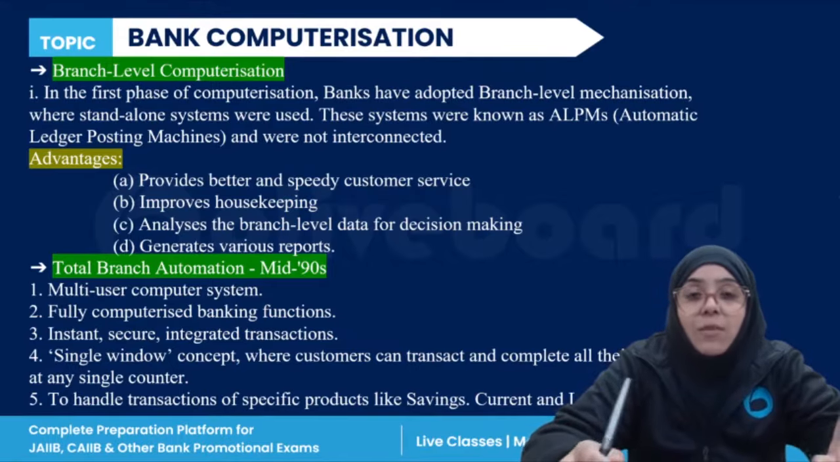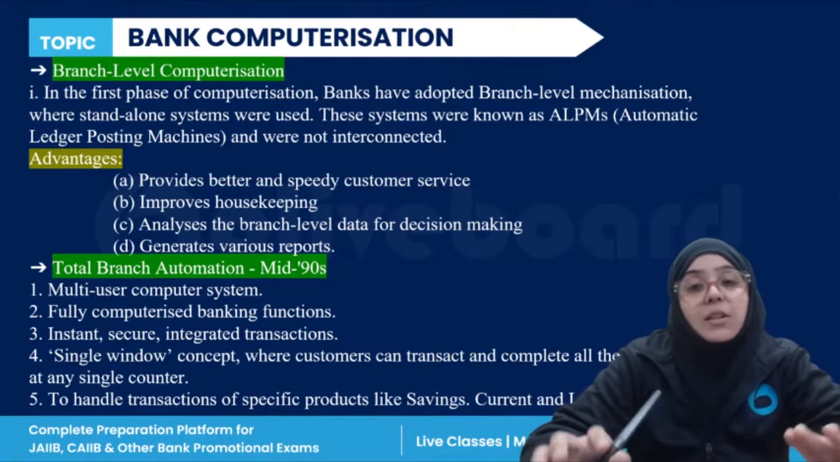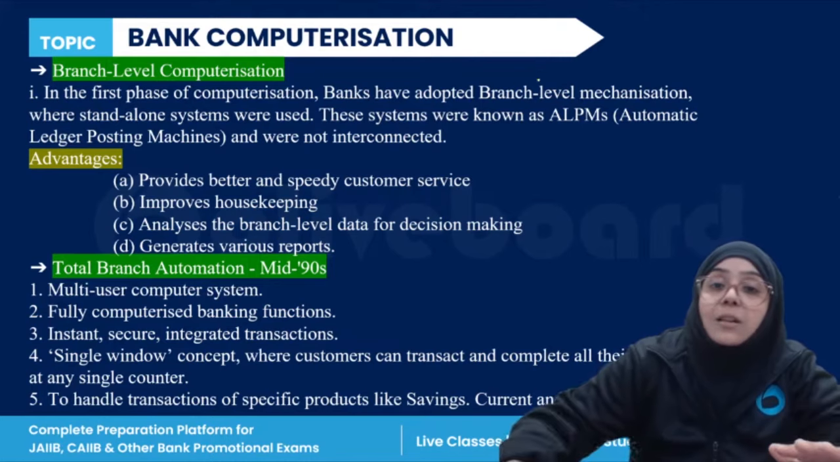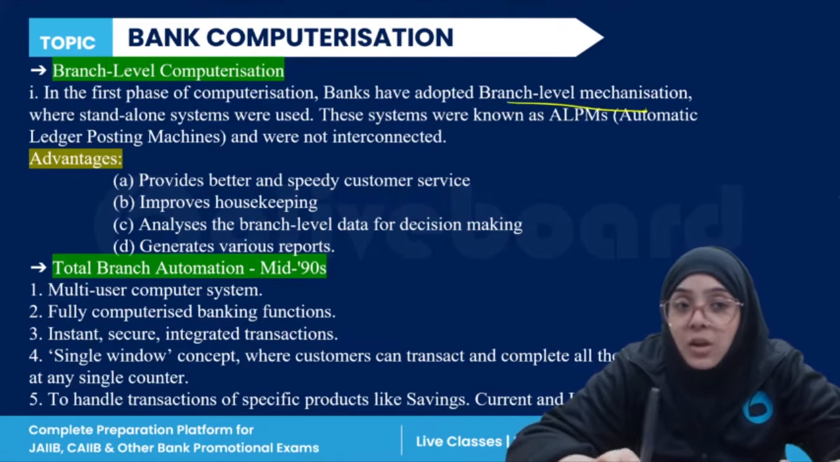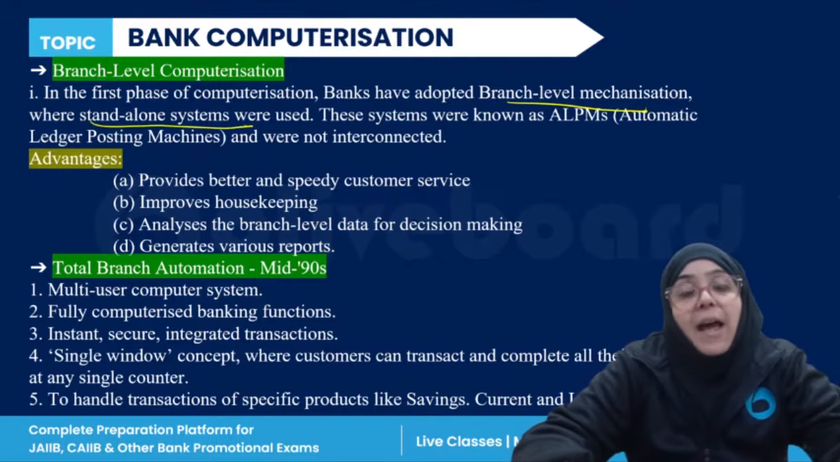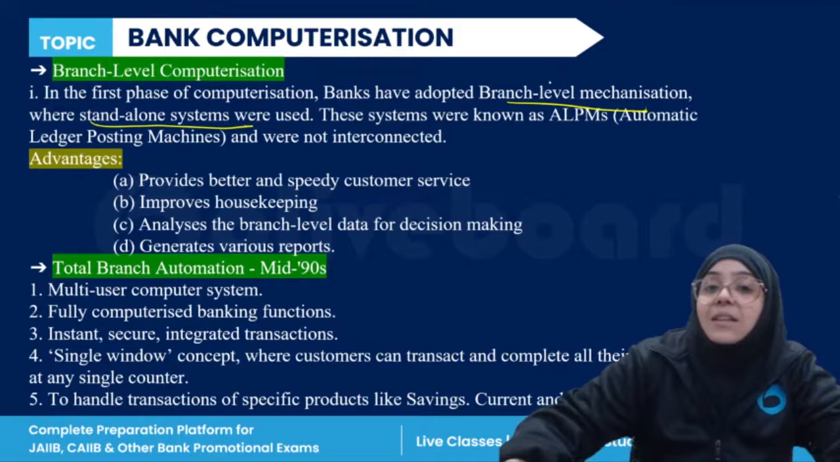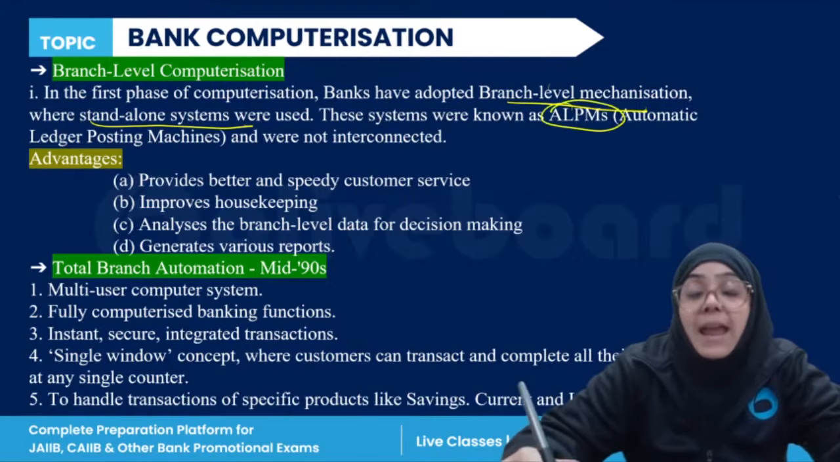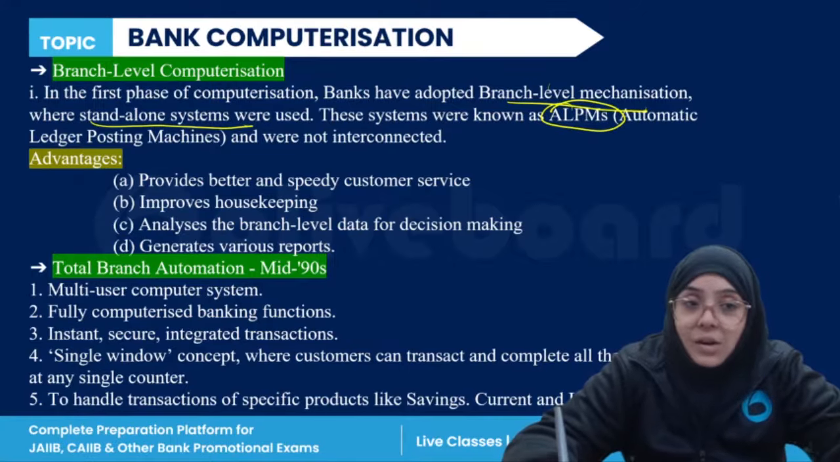Now, next, if we talk about branch level computerization, in the very first phase, when there was a talk that we have to introduce computerization in the banking system, the bank adopted branch level mechanization, where stand-alone systems were used at the very first stage. These systems are known as ALPMs, meaning automatic ledger posting machines, right?